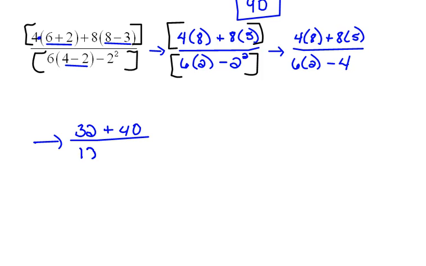6 times 2 would be 12, and then we have minus 4. Now notice we're still working only the numerator and only the denominator. We just happen to be doing it at the same time. Now we have addition and subtraction left. So 32 plus 40 would give us 72 on top, and 12 minus 4 would give us an 8 on bottom. Now we have completely finished our grouping symbol on top.